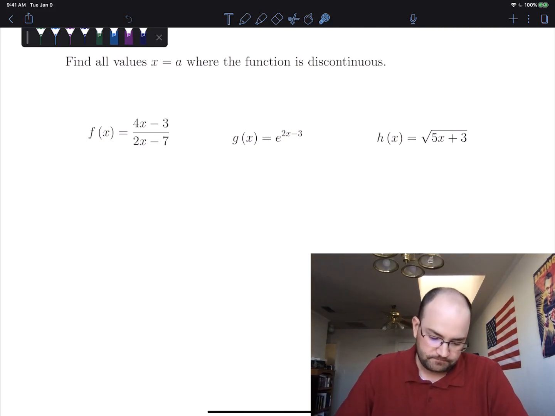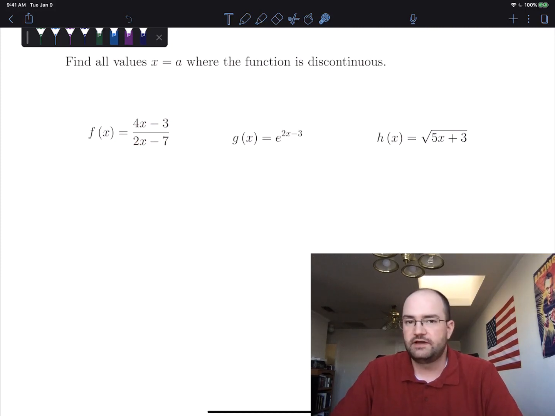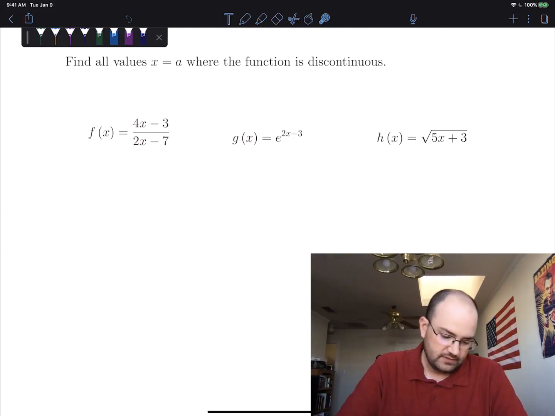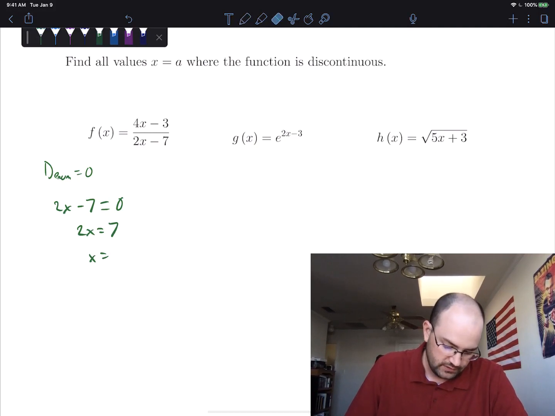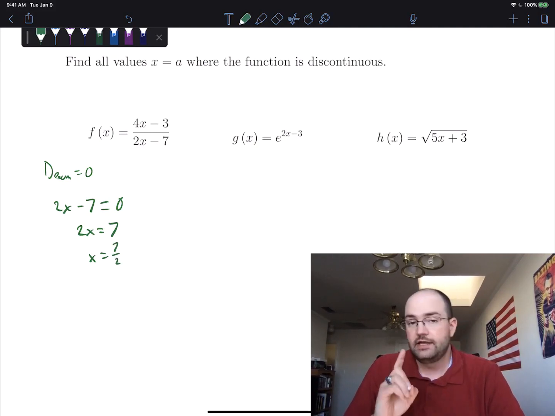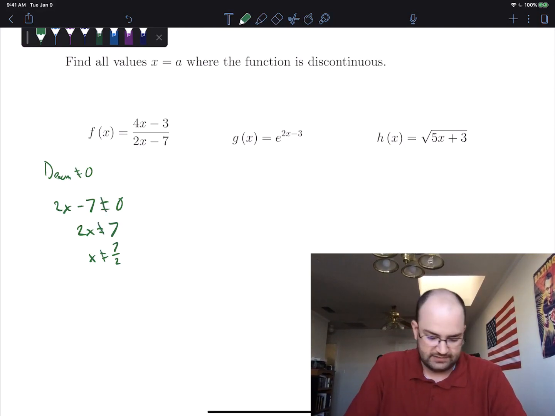Okay, so looking at f of x, we have a rational expression. Notice I can't factor the numerator or denominator, but that doesn't matter. I just want to find what the domain is. To find the domain of a rational function, I take the denominator and set it equal to 0. That means that 2x minus 7 has to equal 0, and solve. Add 7, divide by 2, so x equals 7 halves. Now this is technically what the denominator cannot equal. That's what the domain is.